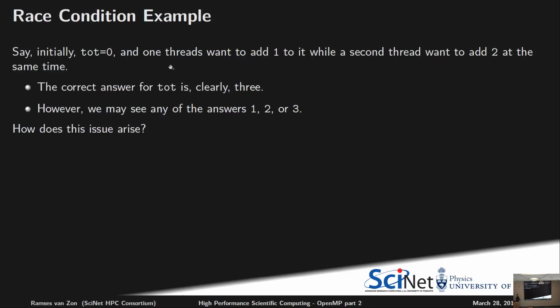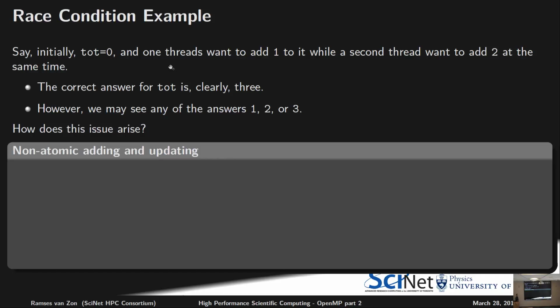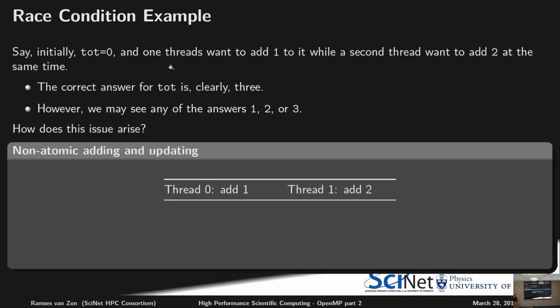If we run this in parallel in the same sort of way as we just did, we can see any of the answers 1, 2, or 3. And that's because adding and updating values aren't what is called atomic. This one instruction, this one line of adding to a variable, is actually not one instruction as far as the chip, the CPU, is concerned. What actually happens is more like the following.